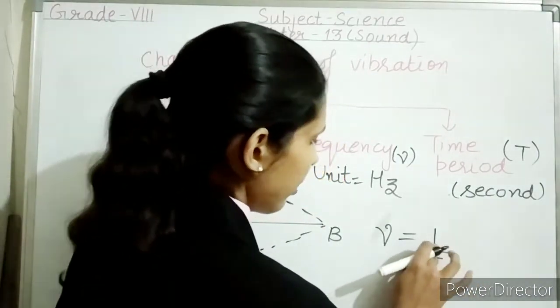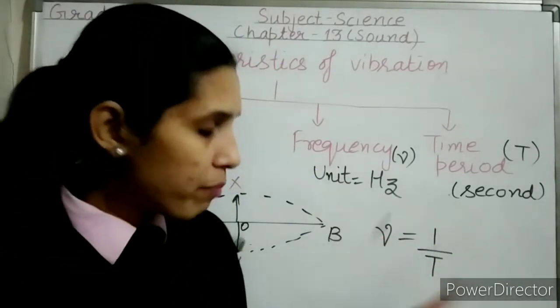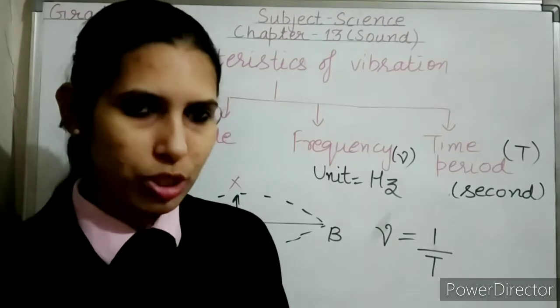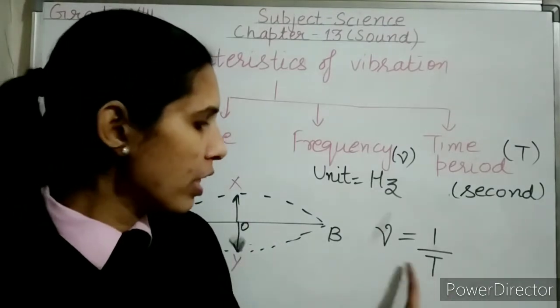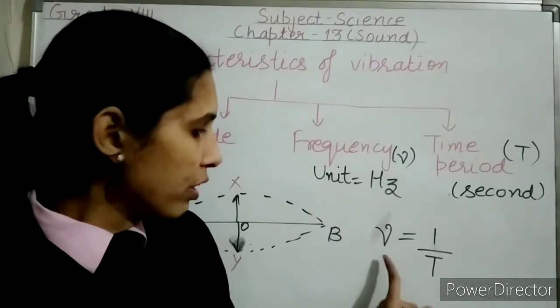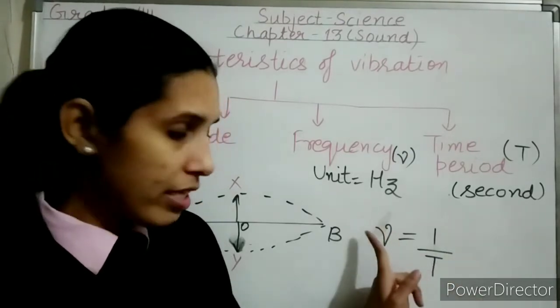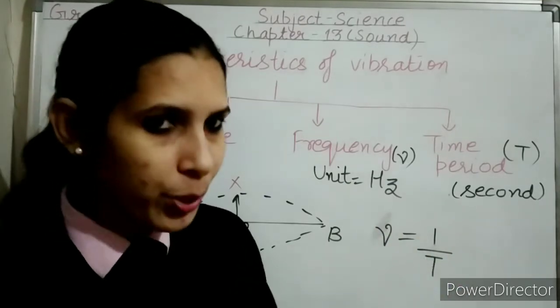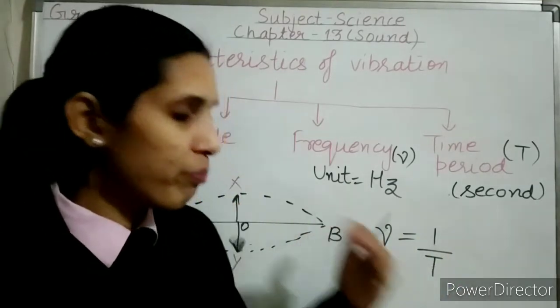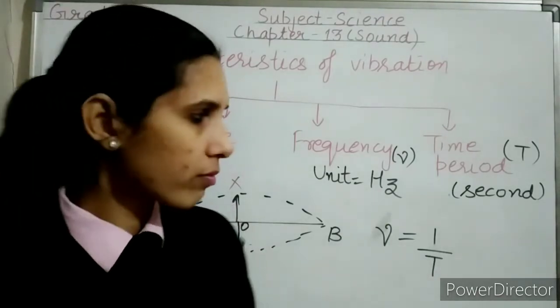The relation between the time period and frequency is that they are inversely proportional to each other. Inversely proportional means if the frequency increases, the time period reduces. If the frequency is reduced, the time period will increase. So the frequency and time period are inversely proportional to each other.